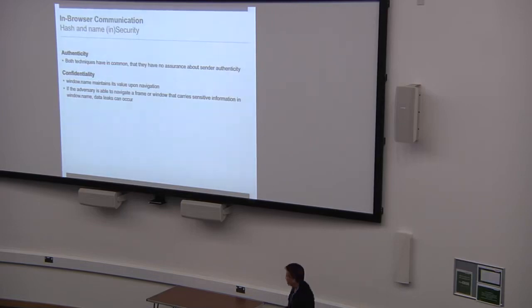And the second problem is confidentiality. So window name is readable across domain boundaries, and the value stays even after a navigation. So for example, if you have a site and put some confidential information into your name attribute, and then the attacker is able to redirect the same window to his site, he's able to extract the values from the name attribute. So this is very bad because information can be lost and be accessed by third parties.